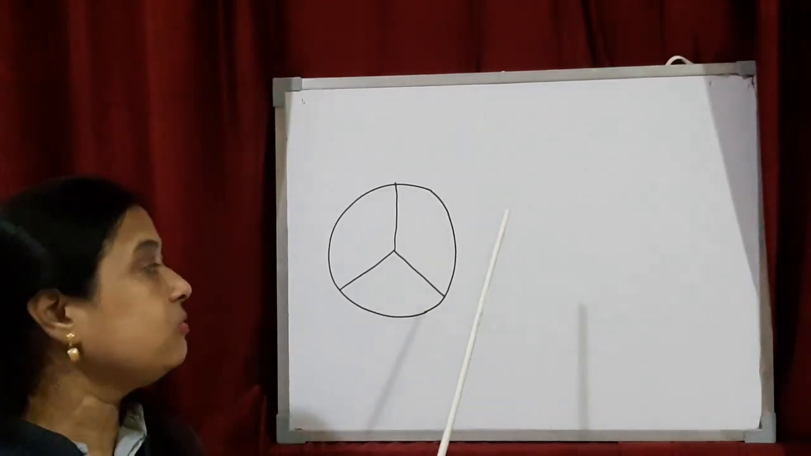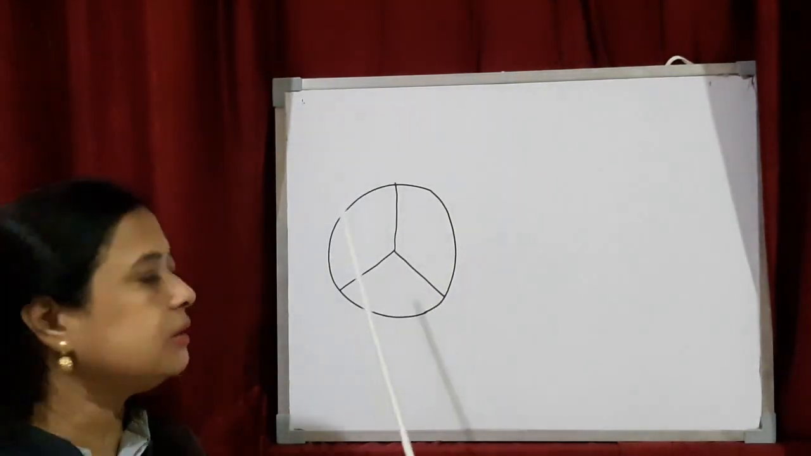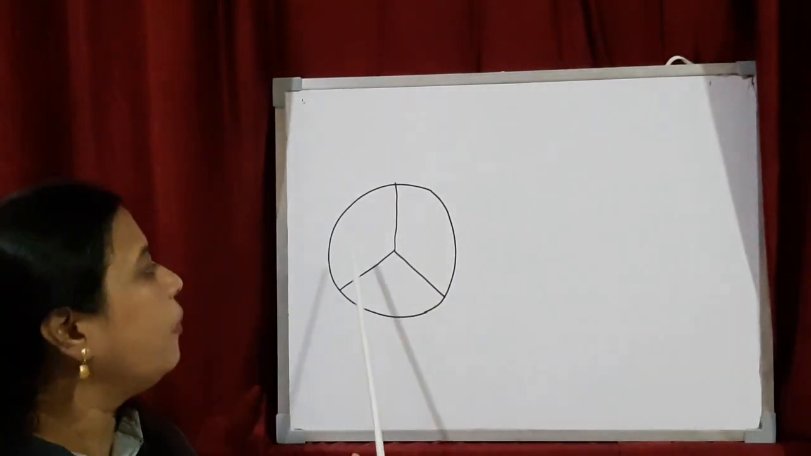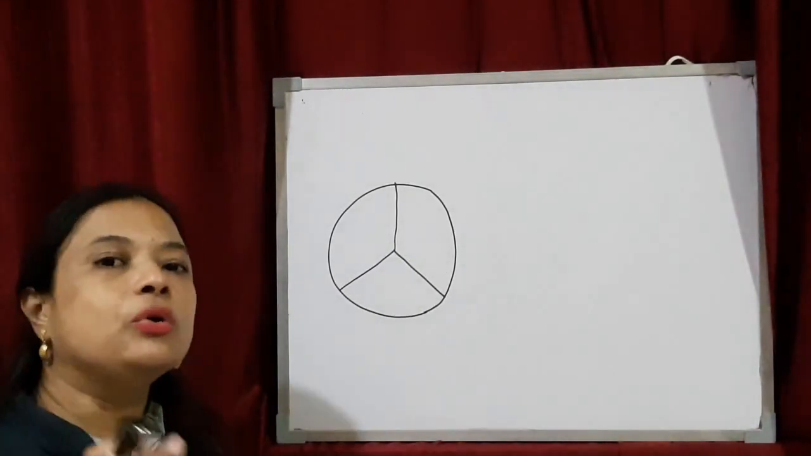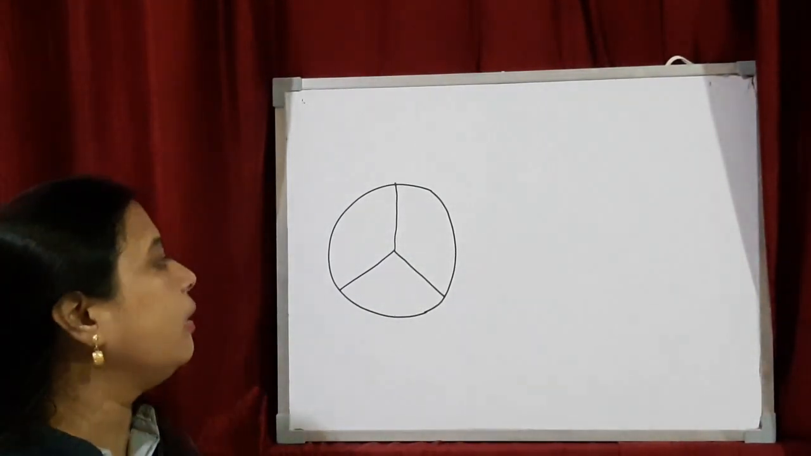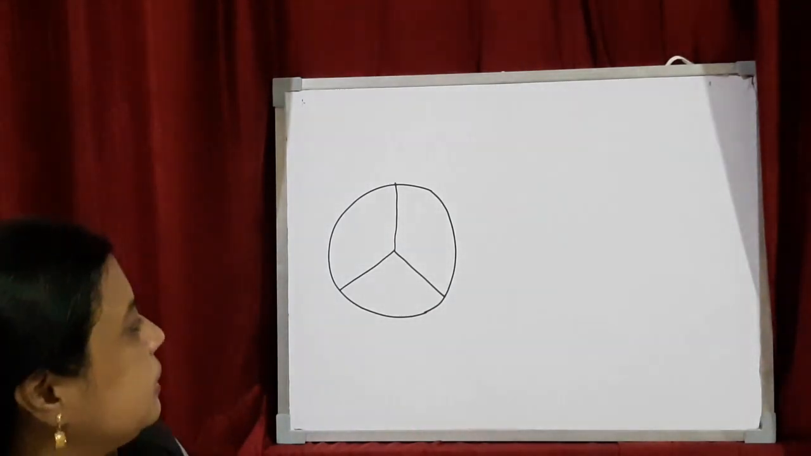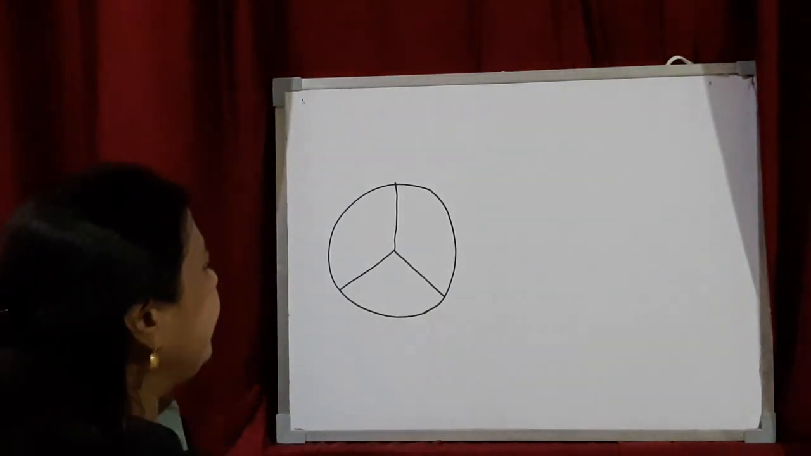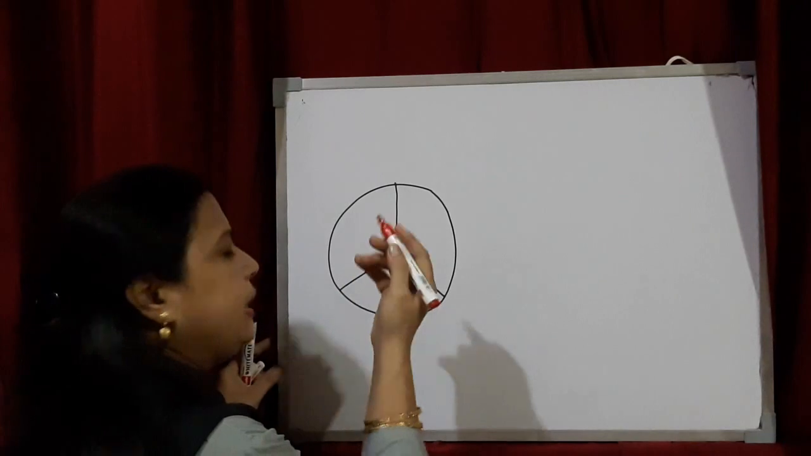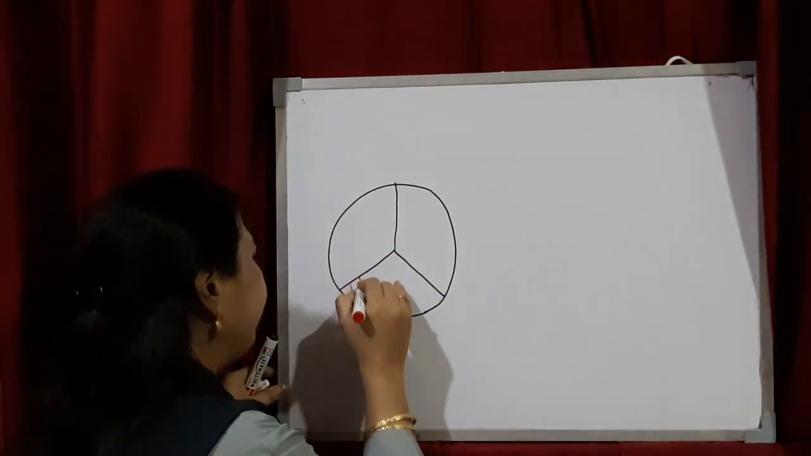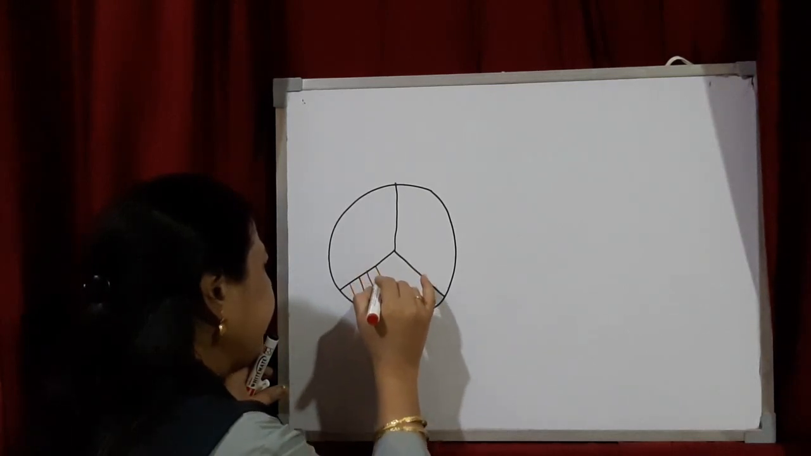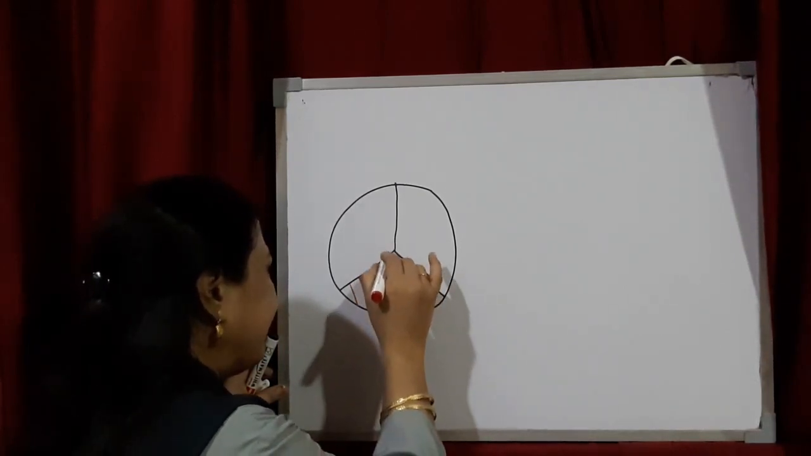Okay, children, now see what is here. One circle is there, right? And how many parts are made? 1, 2 and 3. So total 3 parts are made. Now out of this, if I shade only one part, any of the parts, then what will be my fraction?